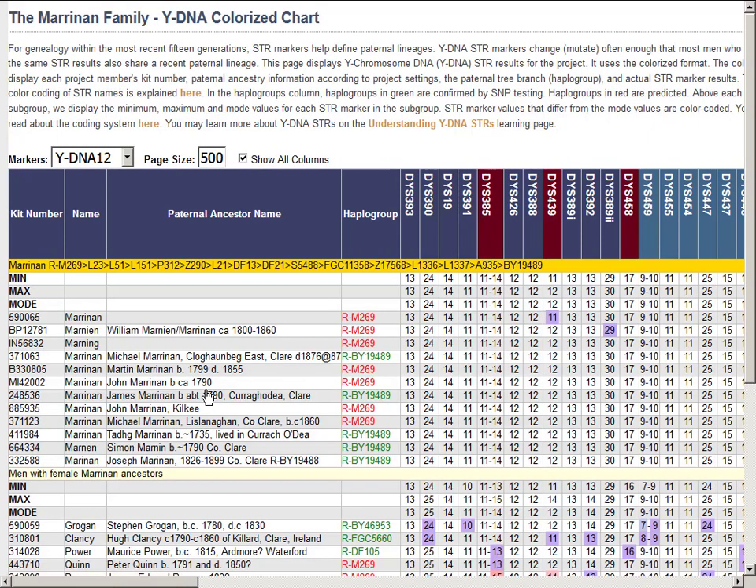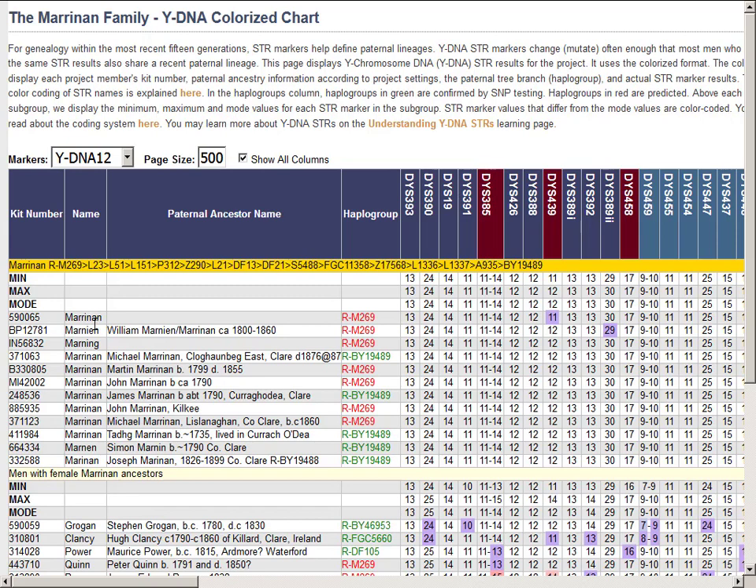So let's look at the STR values for the Marnan surname. This is quite the most remarkably consistent surname when it comes to YDNA results. We have 12 Marnans in the project. We have 5 different spellings. We don't have a Merryman.